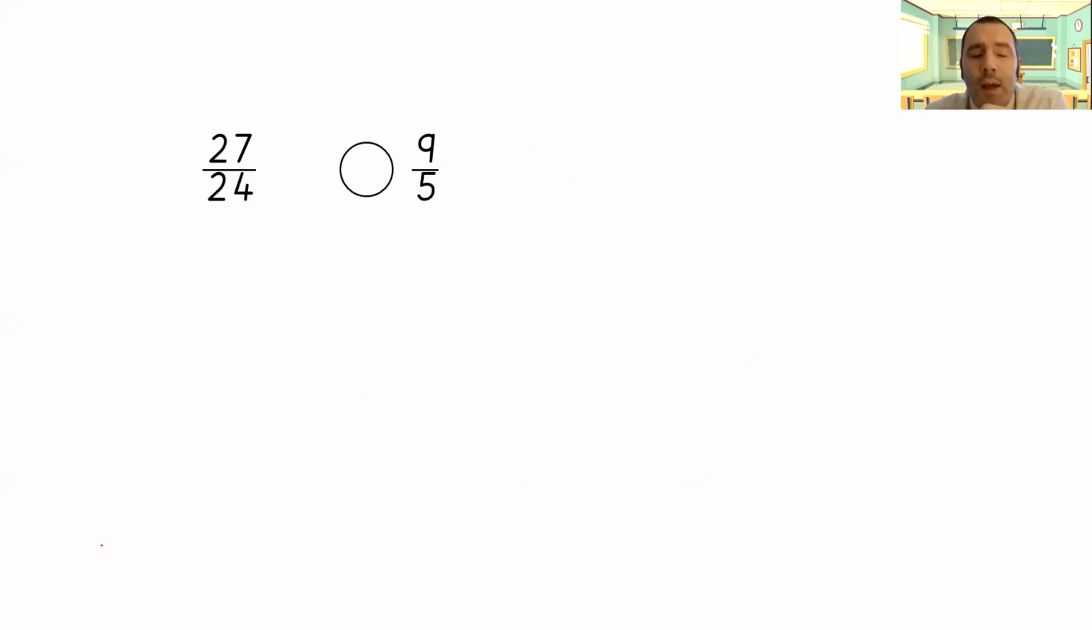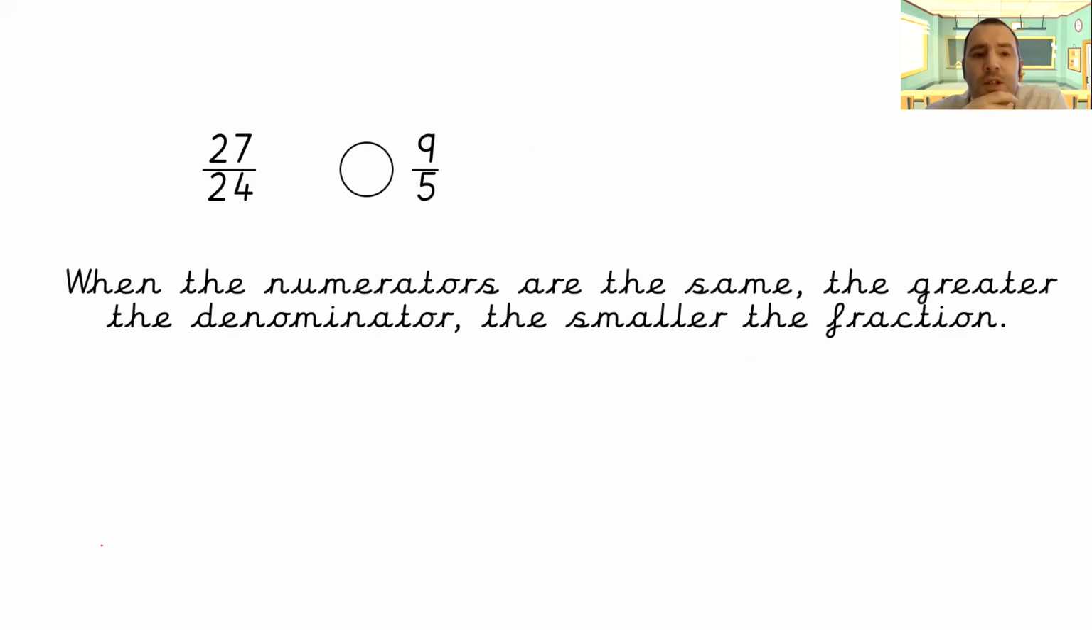So thinking about that, we can have a look at this question on the board here. 27 24ths is greater than, less than, or equal to 9 fifths. So remembering when the numerators are the same, the greater the denominator, the smaller the fraction. We'll multiply 5 by 3, but why? So let's look at our numerators. 9 times 3 makes 27. That's why we're multiplying by 3. So what we do to the denominator, we also do to the numerator. And I have 27 fifteenths.